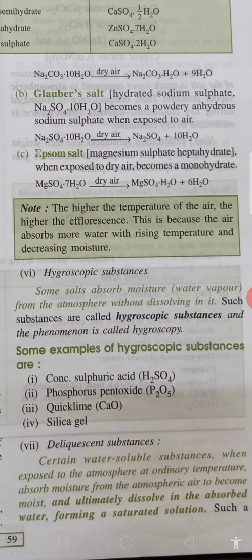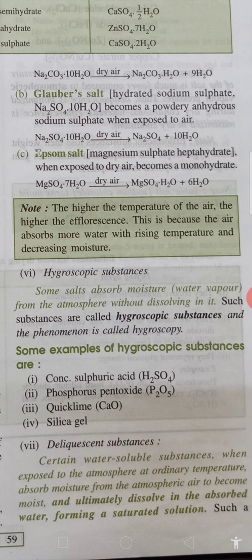Now some examples of hygroscopic substances are concentrated sulfuric acid, phosphorus pentoxide, quicklime, silica gel. So children, these substances or these salts, like concentrated sulfuric acid and phosphorus pentoxide, can be used as a drying agent because they absorb moisture. And the third type of substances, children, are deliquescent substances.